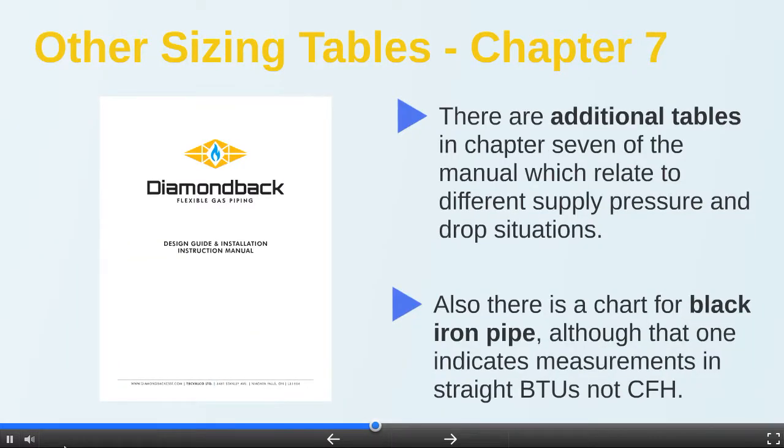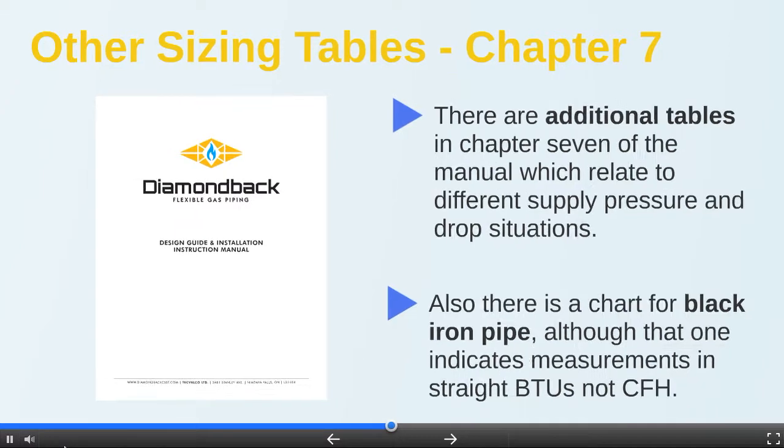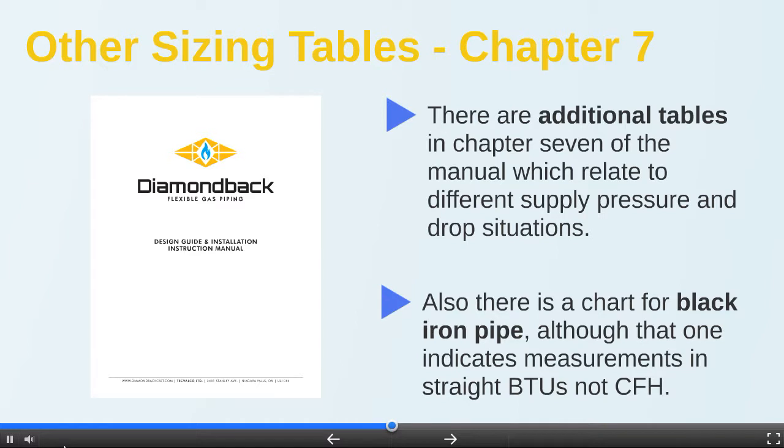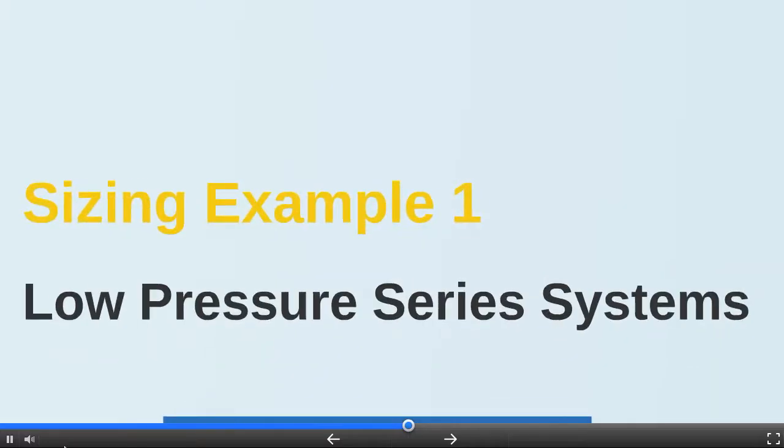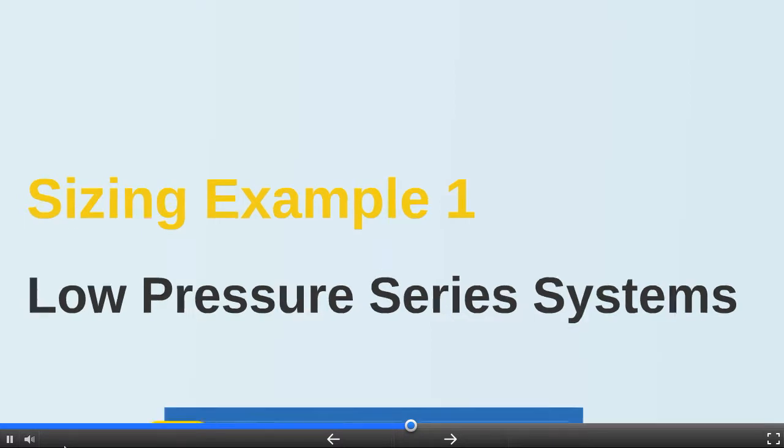There are additional tables in Chapter 7 of the manual which relate to different supply pressure and drop situations. Also, there is a chart for black iron pipe, although that one indicates measurements in straight BTUs, not CFH. Okay, now back to an actual sizing example.